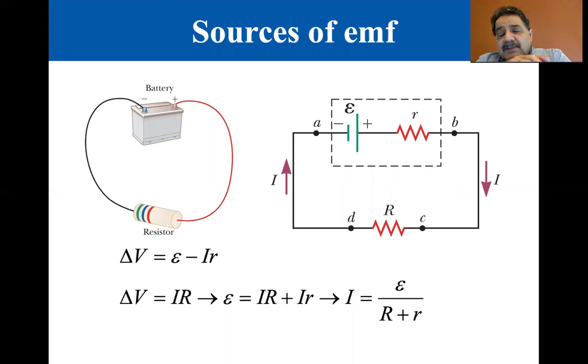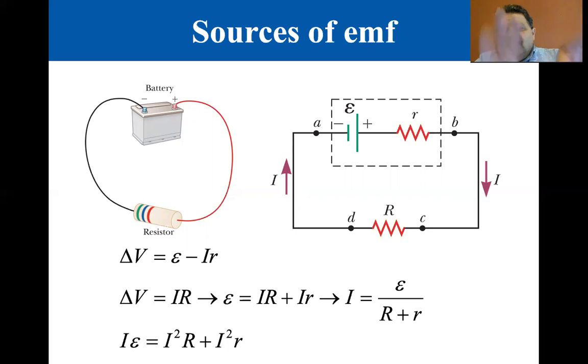So I is equal to the EMF divided by R plus little r, the external resistance plus the internal resistance. So IE, the current times the EMF, is the power, and that's equal to I squared big R plus I squared little r.